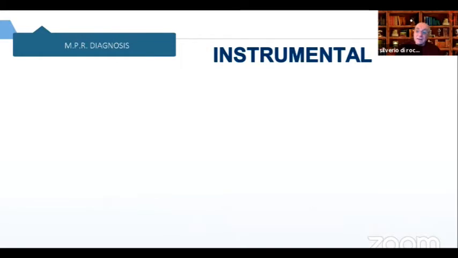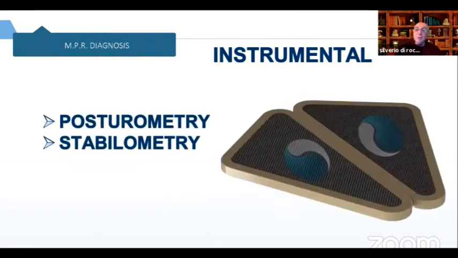Regarding instrumental analysis, we use posturometry and stabilometry. We measure the posture of the body. With the measure, we are doing the scientific, clinical analysis. Posturometry and stabilometry is a good instrument to help in our diagnosis.